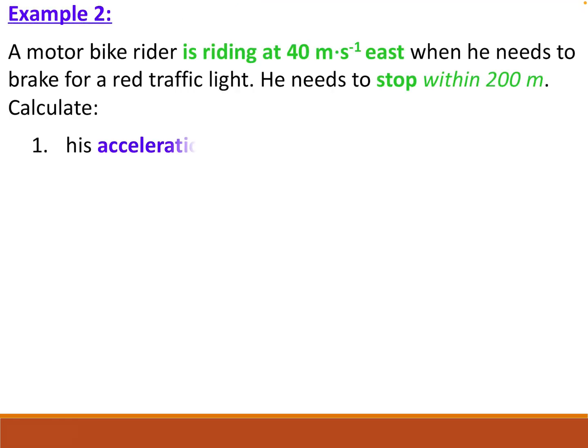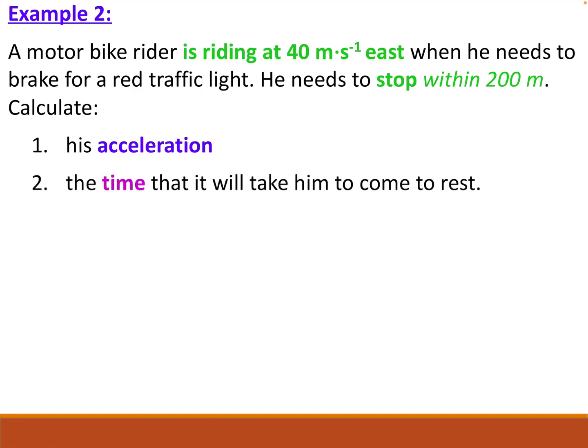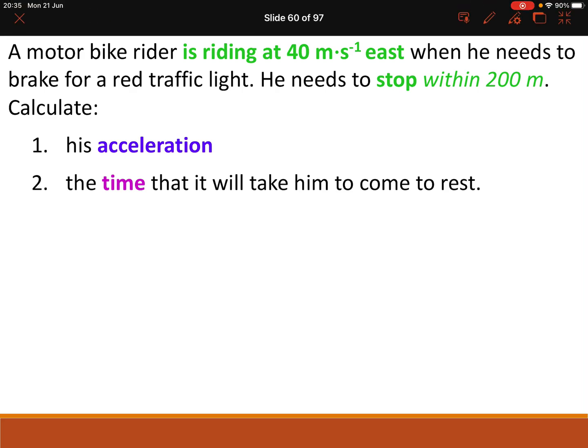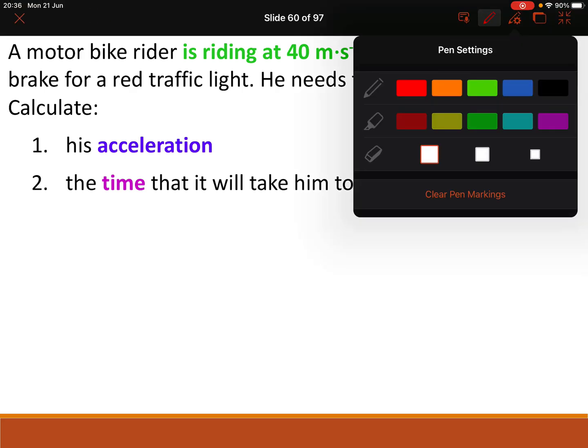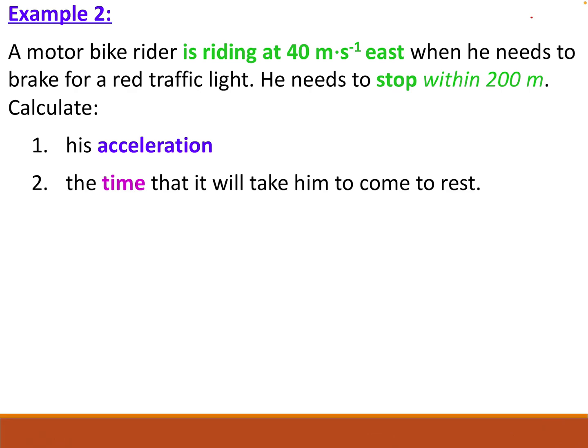Let's do another one. A motorbike rider is riding. Let's change the pen color just because we can. Let's make it blue. Is riding at 40, initial velocity. When he needs to brake for a red traffic light, he needs to stop, Vf, within 200 meters, delta x. First thing, what is his acceleration?